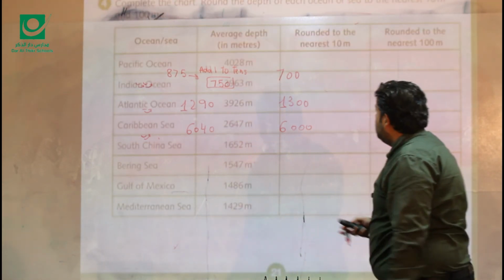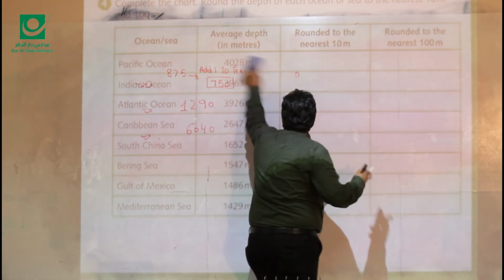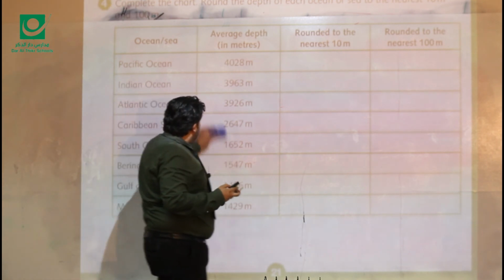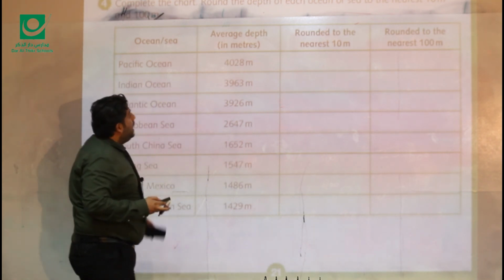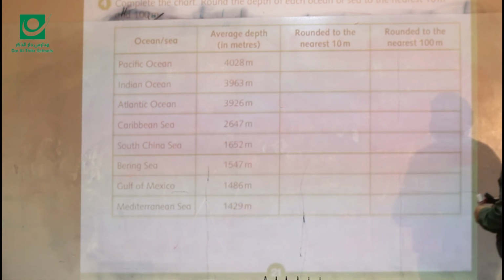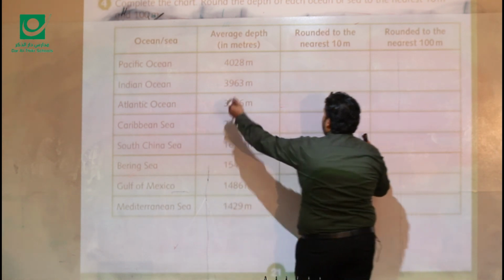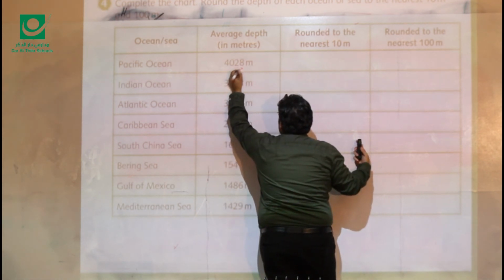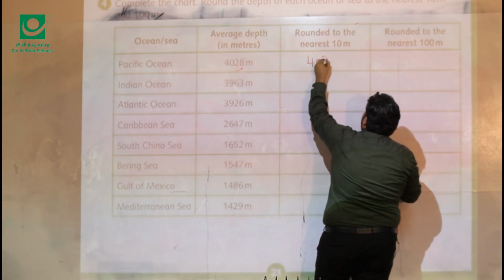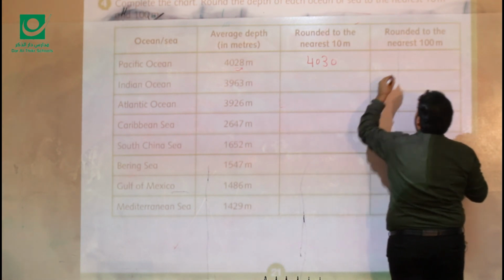The last slide. Again and again, we are in the nearest. Rounding is a very simple lesson. I like it a lot. Round to the nearest 10 meter. The number before is 8, add 1 to the 10, so 4,030. To the nearest 100, it's 4,000 meter.